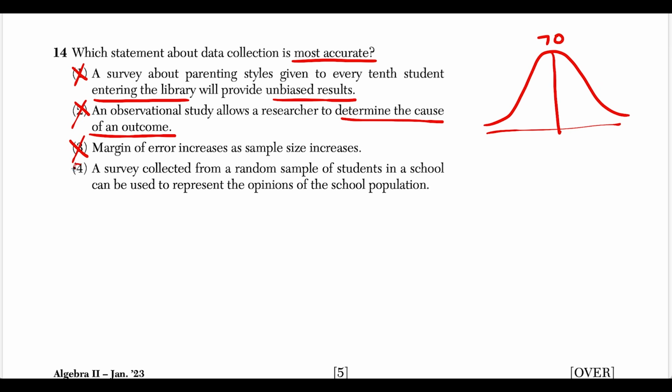So now just by default, it has to be 4, but let's read this and hope it's something nice. And we have a survey collected from a random sample of students in a school can be used to represent the opinions of the school population. This one is sounding good because it is a random sample of students. So for this one here, that will give you a general idea of the opinions of the school population.